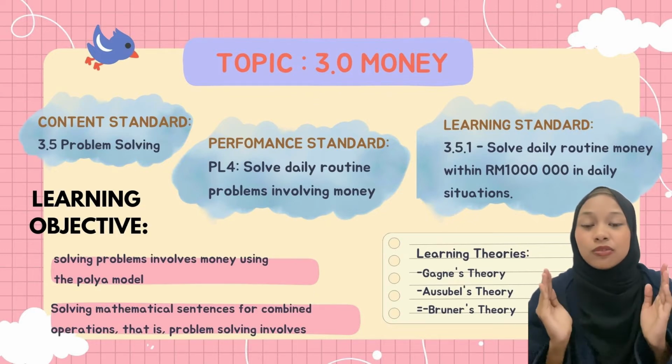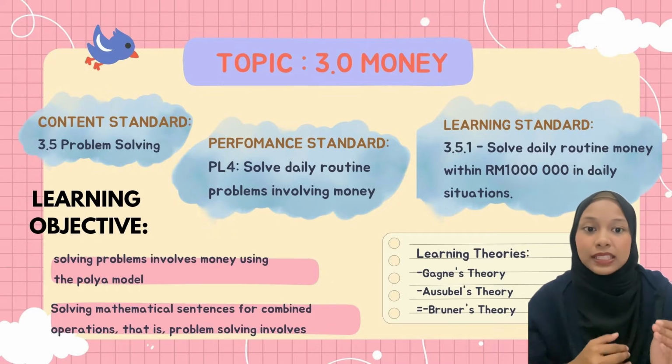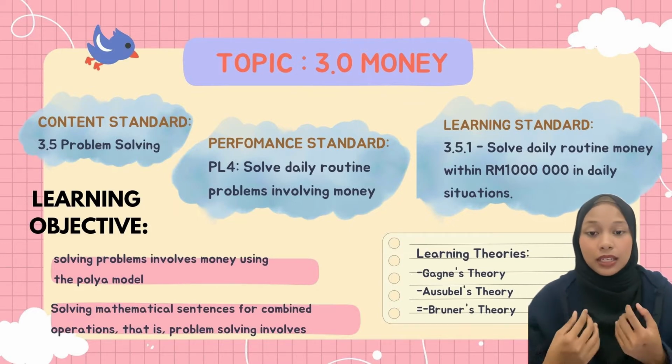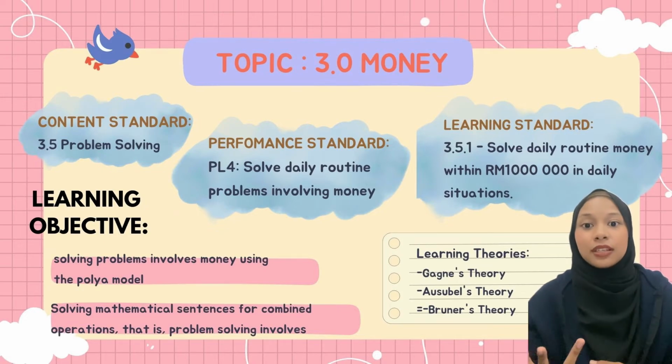The learning objective that my students will achieve at the end of the class is solving problems involving money using the Polya model, and solving mathematical sentences for combined operations, that is, problem solving involved. So the learning theories involved in this lesson plan are Gardner's theory, AFIQAH's theory, and Bruner's theory.